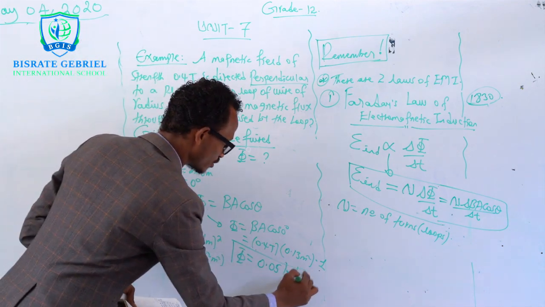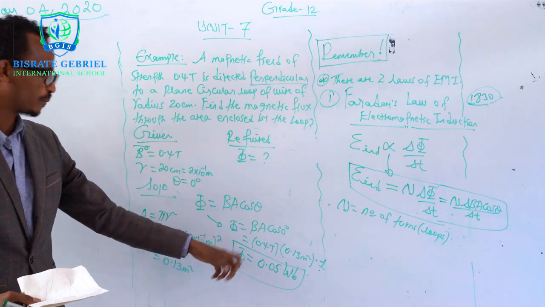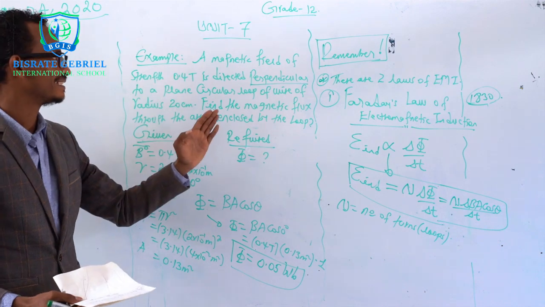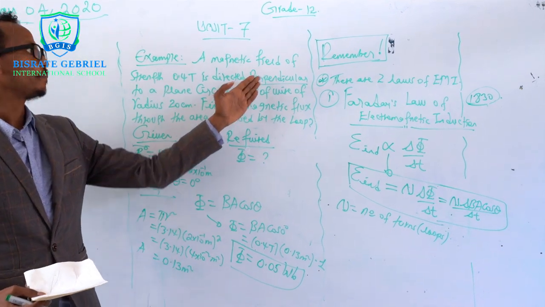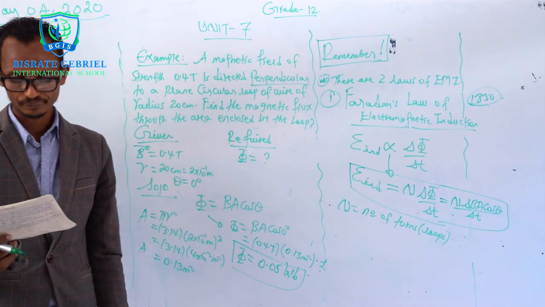This is the magnitude of the magnetic flux produced by the field that penetrates perpendicularly through the given plane circular loop of wire.